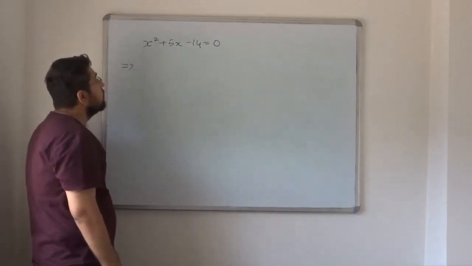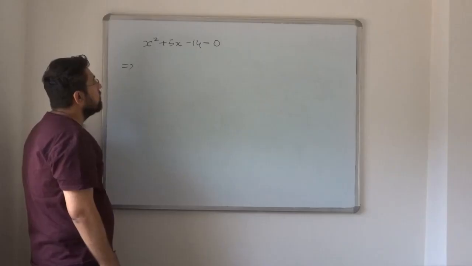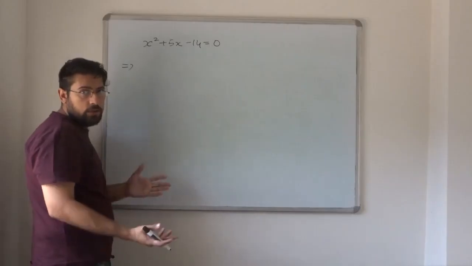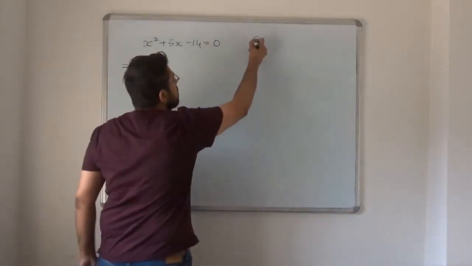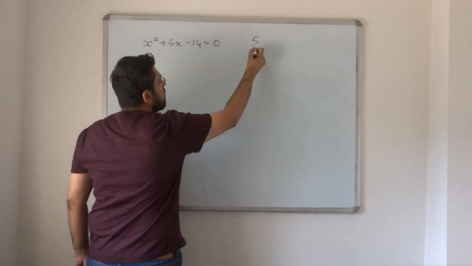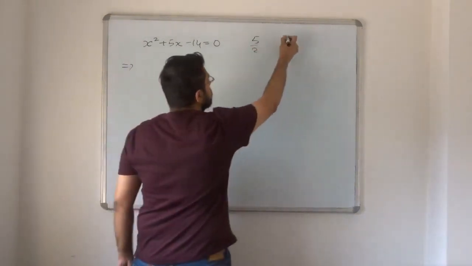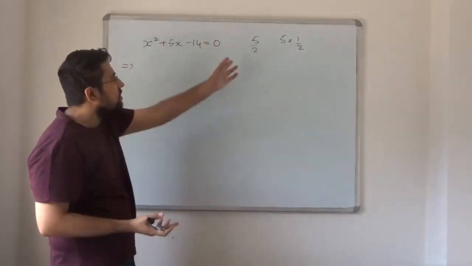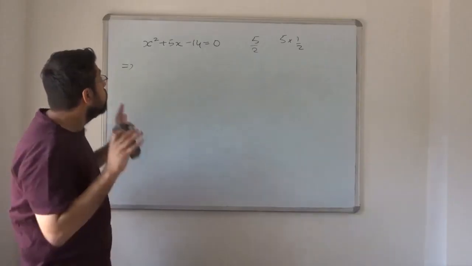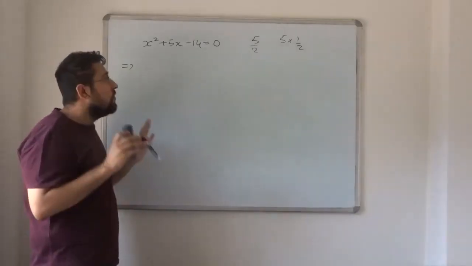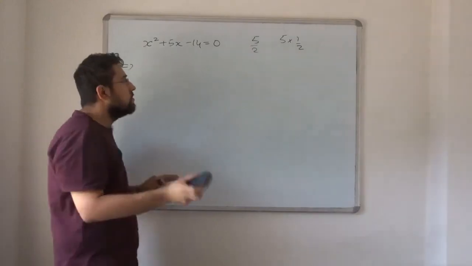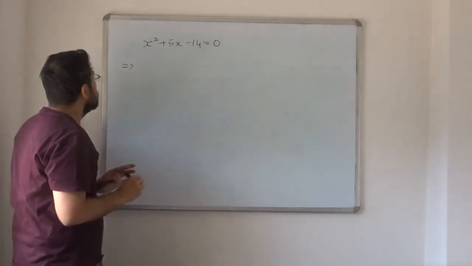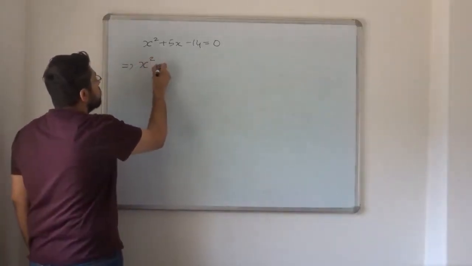So basically, you have two options. You either divide 5 by 2 or you multiply it by a half. It does not matter because you're going to get 5 by 2 at the end of the day. Whichever way you feel comfortable, whichever way you're used to doing it, just do it. So that's the step. So let's do it.